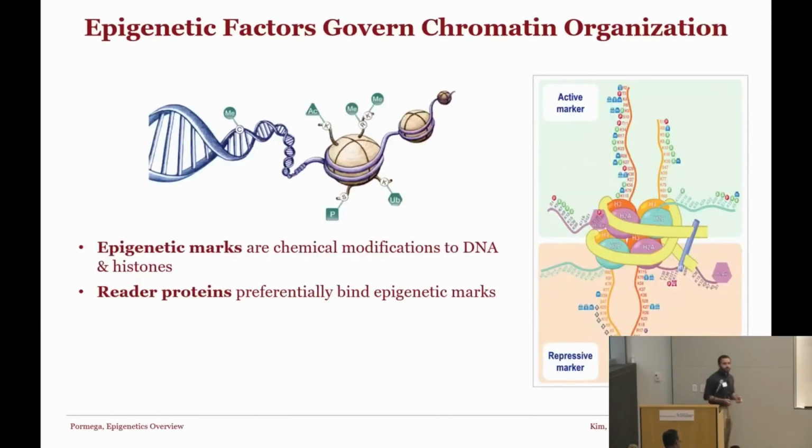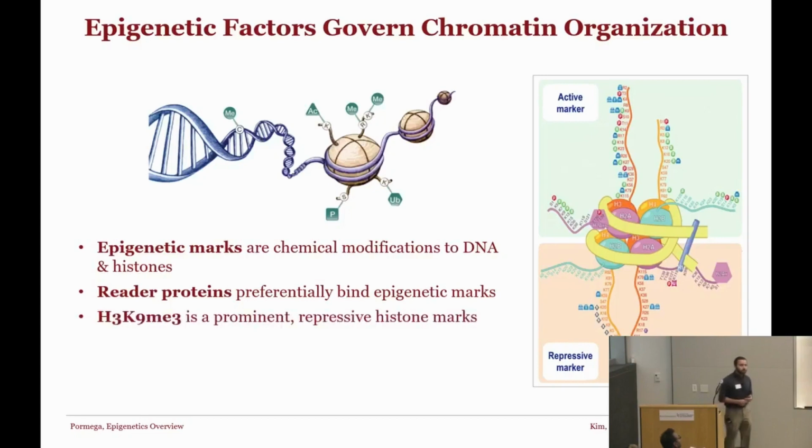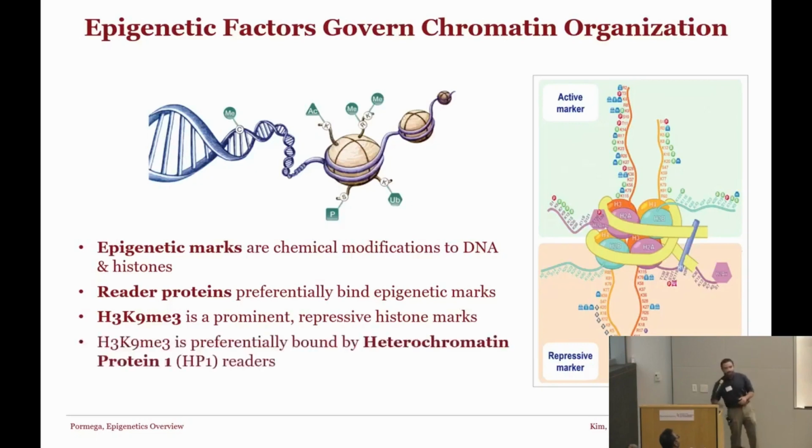The structure of chromatin is dictated by patterns of chemical modifications on the DNA and the histone octamers called epigenetic marks. These epigenetic marks are preferentially bound by reader proteins, which interact with one another to affect chromatin structure. During this talk, I'll focus on one prominent repressive epigenetic mark, H3K9me3, and its associated reader protein, HP1.